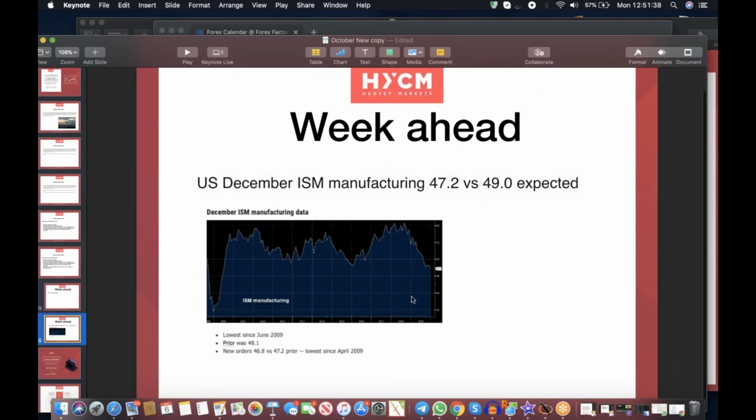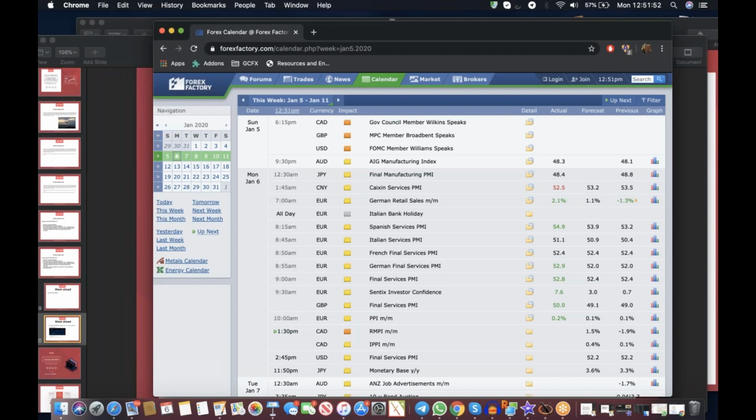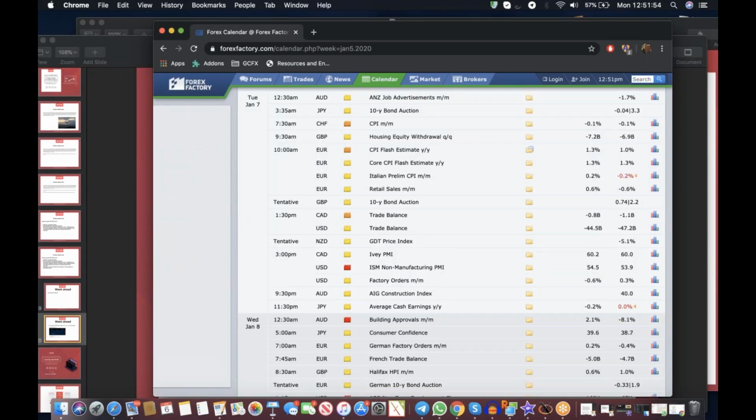So very poor manufacturing ISM data, and new orders were down. The new orders were the lowest since April 2009, and the headline was lowest since June 2009. So that is leading to a weak US dollar bias. At the moment, the market has still got that big picture: weaker US dollar. In terms of monetary policy, the Federal Reserve are expected by the market to ease further within the next 12 months.